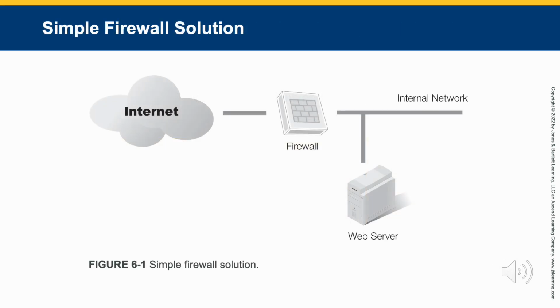Here's an example of a simple firewall solution. We have the internet, and our boundary border firewall protects the internal network and a web server. As you can see, this is a very simplistic design, maybe a small company, mom and pop shop, something like that, or even your home.